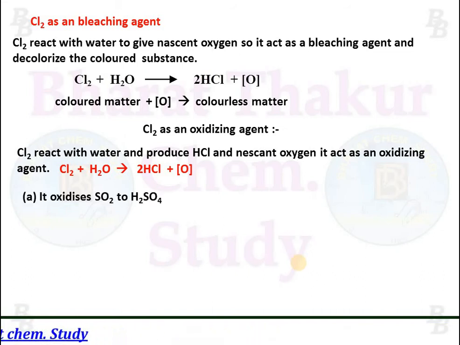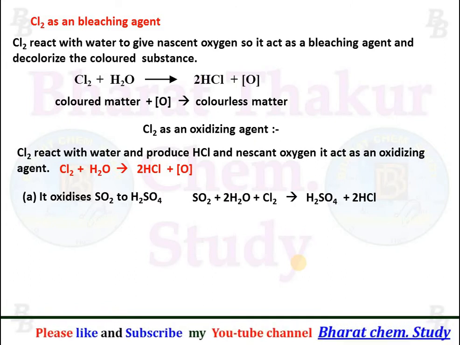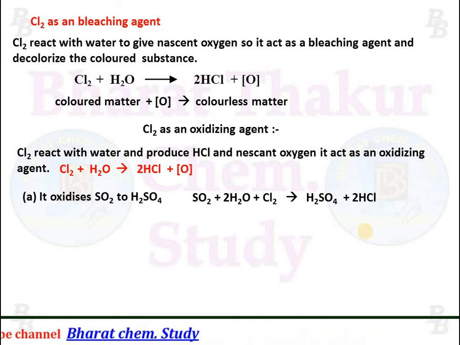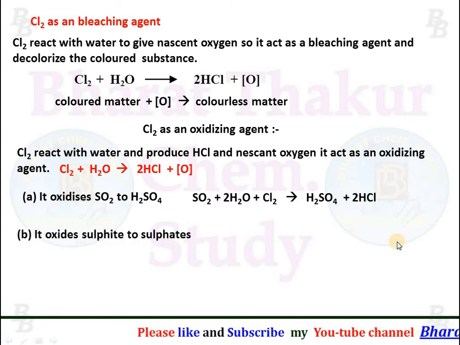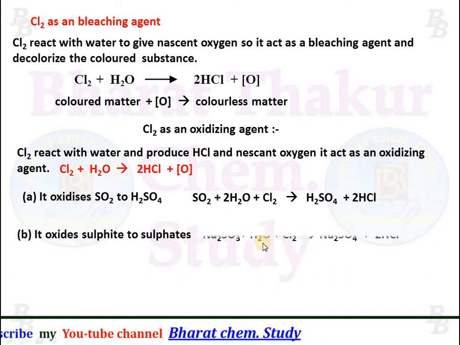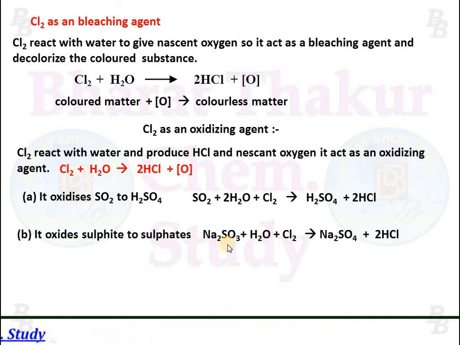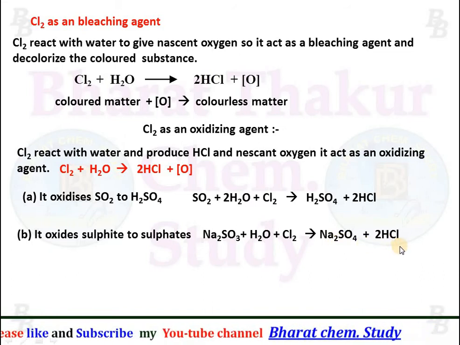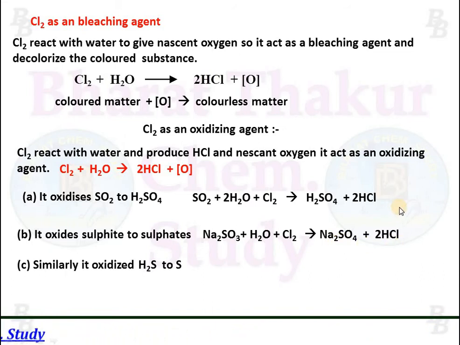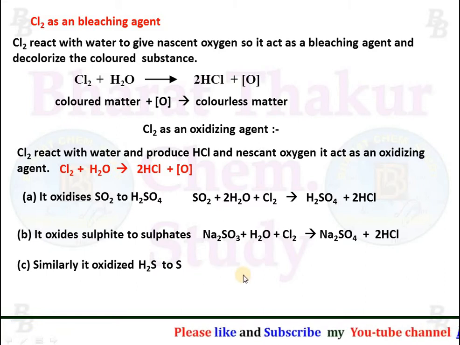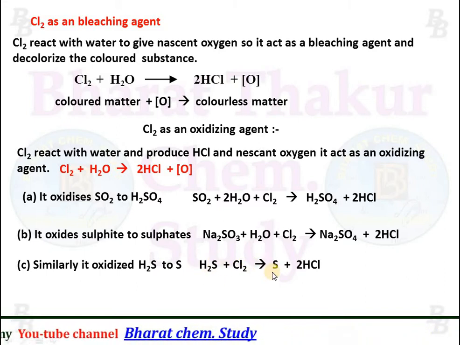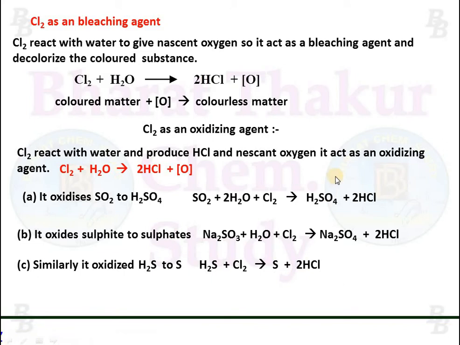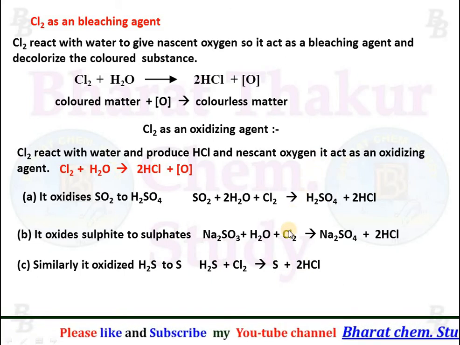It oxidizes sulfur dioxide to sulfuric acid, as when chlorine reacts with sulfur dioxide in presence of water, it gives H2SO4 and HCl. It oxidizes sulfite to sulfate. So when chlorine reacts with sodium sulfite in presence of moisture, it gives sodium sulfate and HCl. Similarly, chlorine oxidizes H2S to sulfur. So when chlorine reacts with H2S, it gives sulfur and HCl. So these are important oxidizing reactions of chlorine.